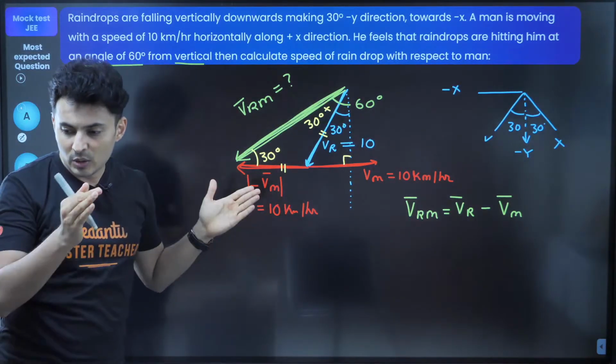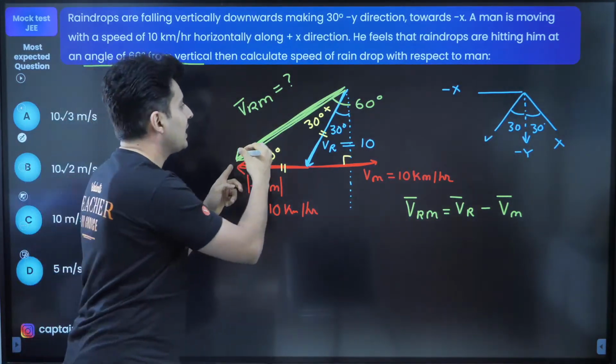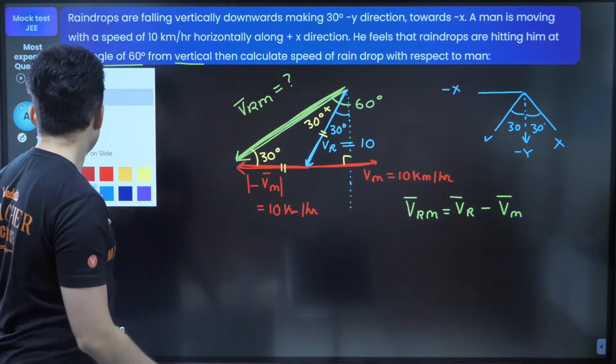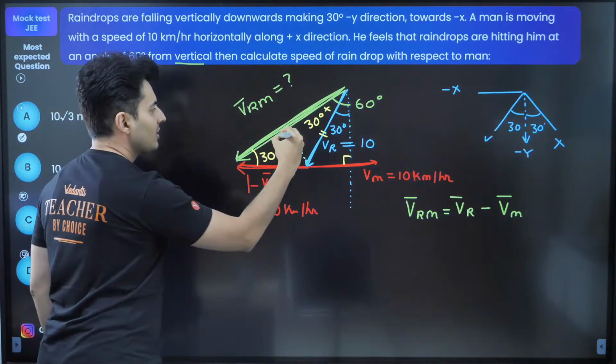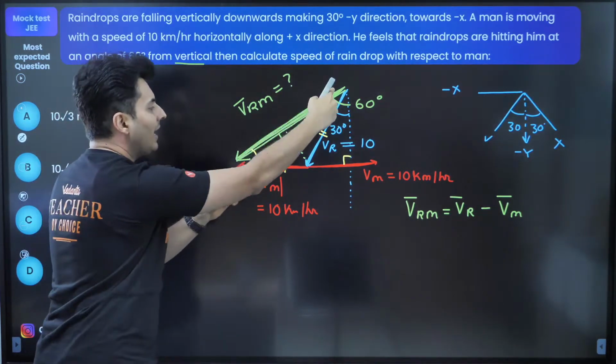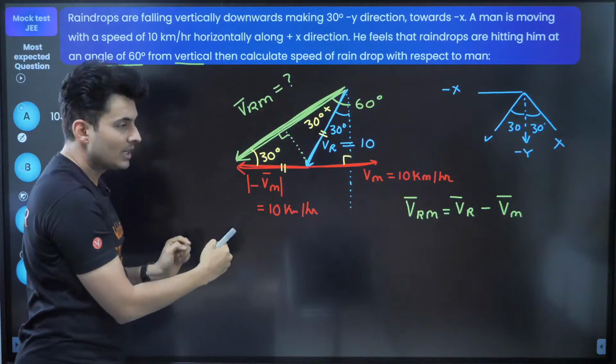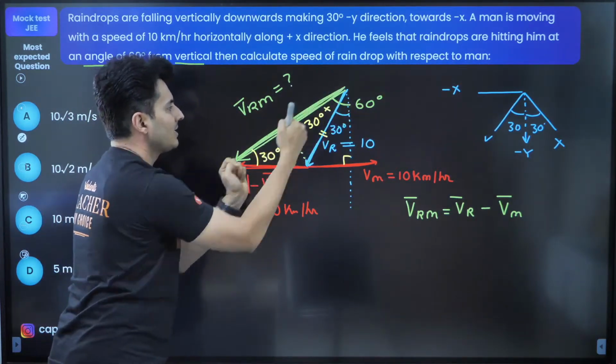Okay, last part. Hello Khushi, hi Tusap. Last part, I just have to find the green part. So what I do is drop a perpendicular on this. Just drop a perpendicular. So VRM will be this plus this.